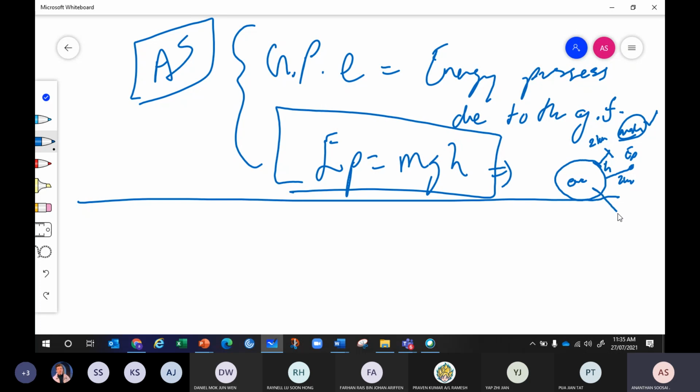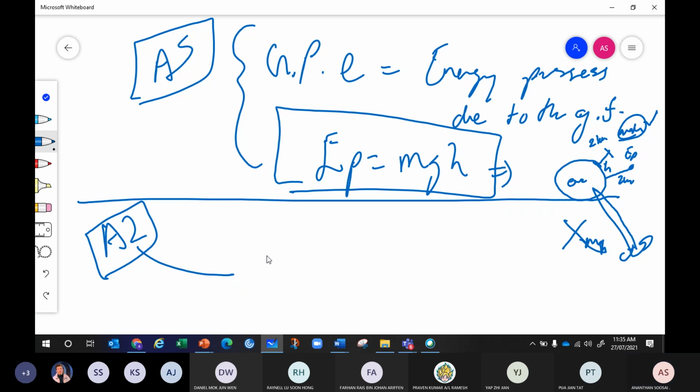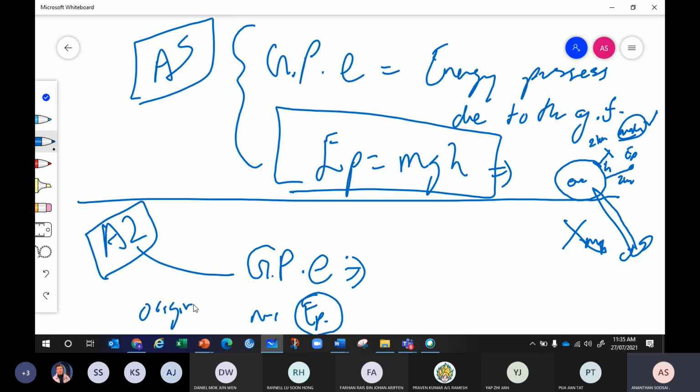If you go a few kilometers away, like a satellite, what is the potential energy possessed by the satellite? Using mgh is wrong. Okay, so now in A2 you will be introduced to the original concept of gravitational potential energy, and a new potential energy formula will be introduced. This is the original one.